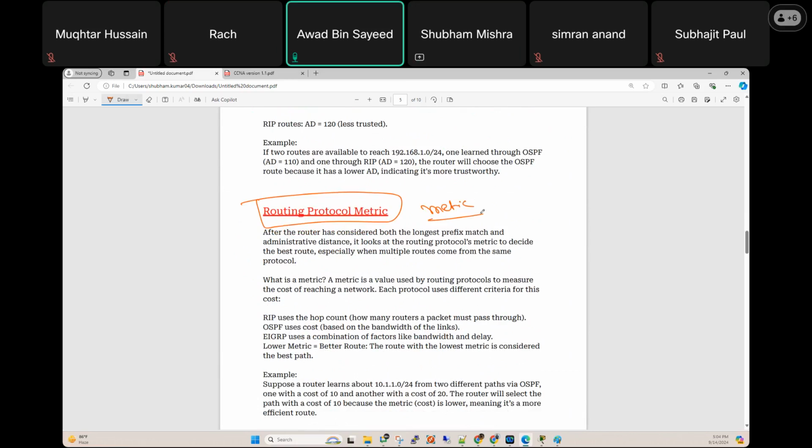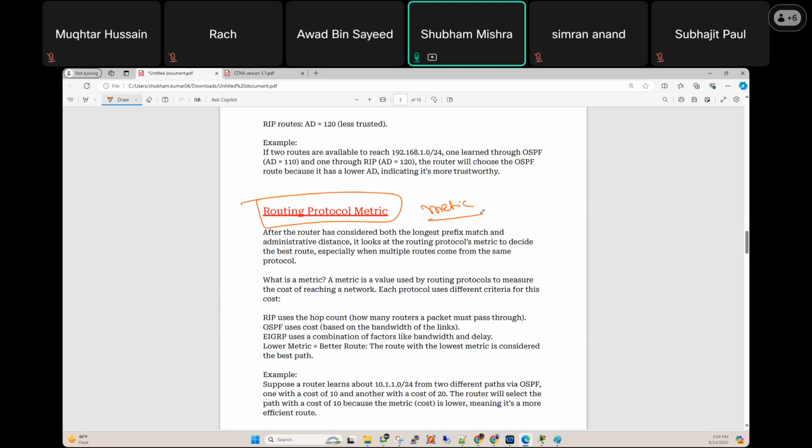So if anyone asks you in an interview, tell me how the router will take the forwarding decision, what can you say? Whenever the router receives any routes, first of all it checks the longest prefix match. When the longest prefix match ties, then the router will check the second condition, that is called the AD value. And a lower AD value is always preferable. And if the AD value is also a tie, then the router will check the metric value.